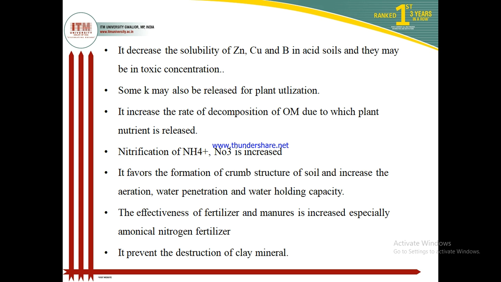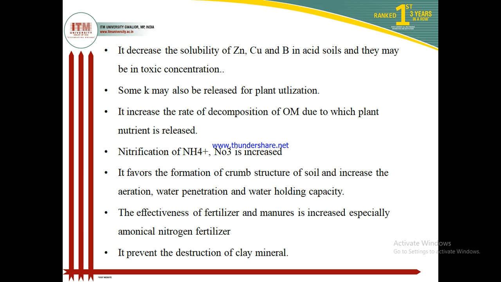It decreases the solubility of zinc, Cu and B in acid soils, where they may be toxic in concentration. Some K may also be released for plant utilization. It increases the rate of decomposition of organic matter, due to which plant nutrients are released. Nitrification of ammonia to nitrate is increased.